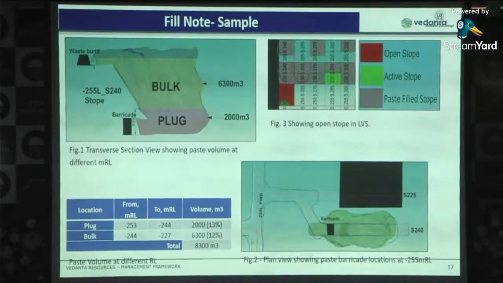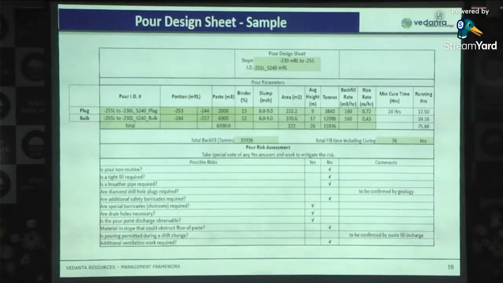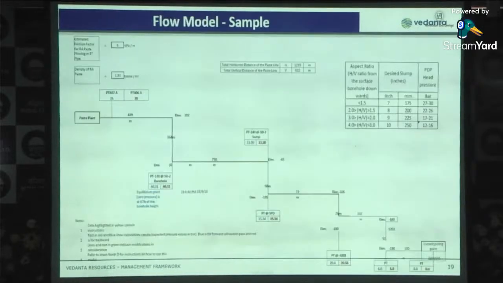In the bulk filling, we use a lower percentage of cement compared to the plug, because whatever pressure comes from the bulk fill comes on the plug, not on the barricade. This is one example of a sheet that we prepare. In it, all kinds of safety measures are listed: pour, non-routine, tight filling required, Bezier pipe is there, diamond drilling hole required or not. These are all the safety measures we take before sending the filling into the underground.